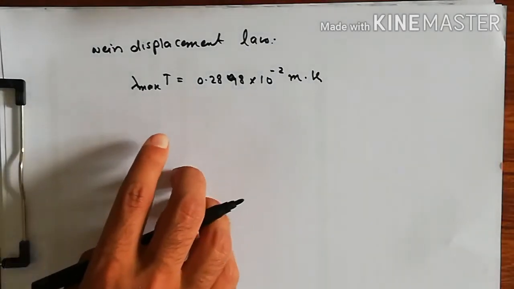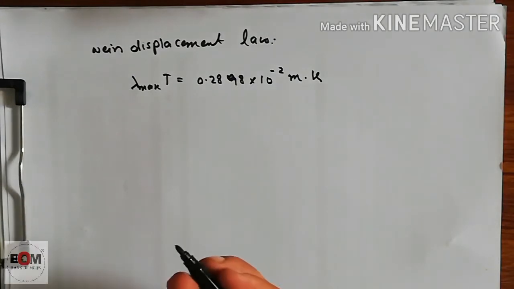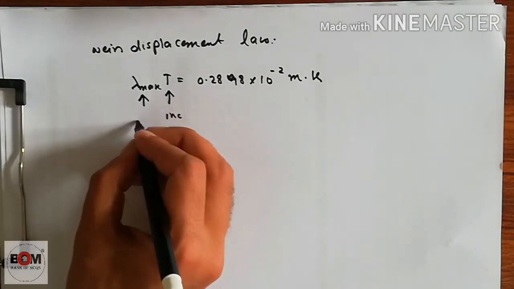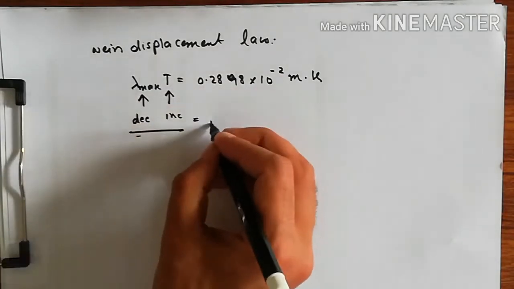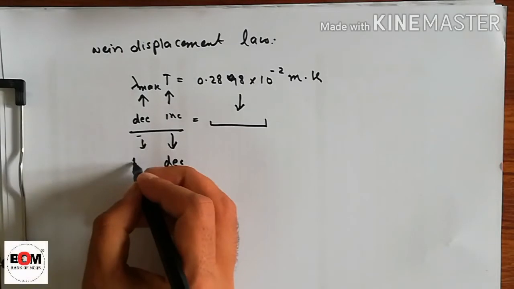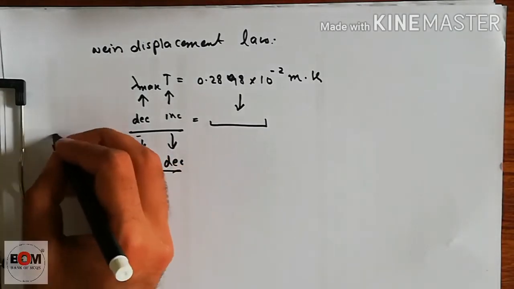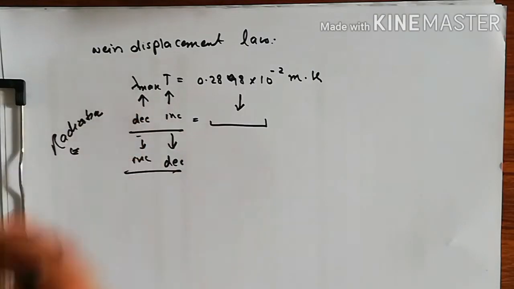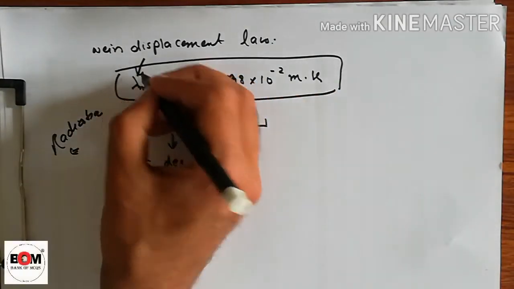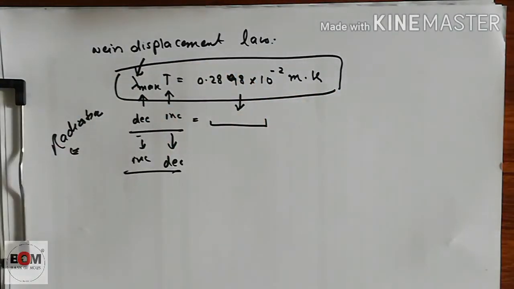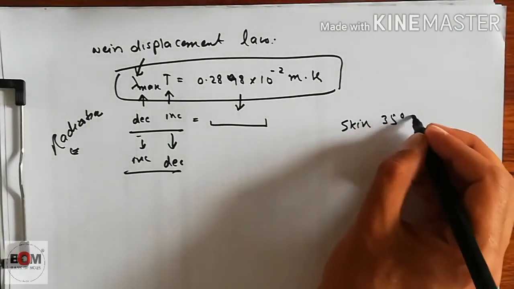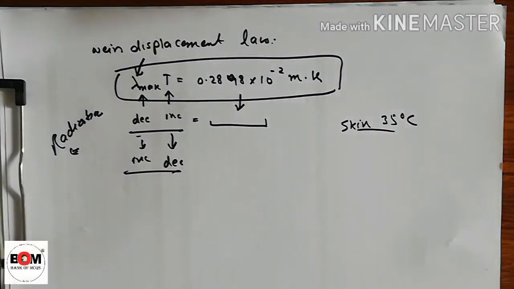It states that with an increase in temperature, the peak of the distribution shifts to the shorter wavelength. If T increases, the wavelength will decrease because the product always remains constant, and this is its value. Or if we decrease the temperature, the wavelength of the radiation will increase. And this equation is used to find the maximum wavelength if they have given us the temperature. For example, if they give us that the temperature of skin is 35 degrees C, then find the wavelength at which the peak occurs.